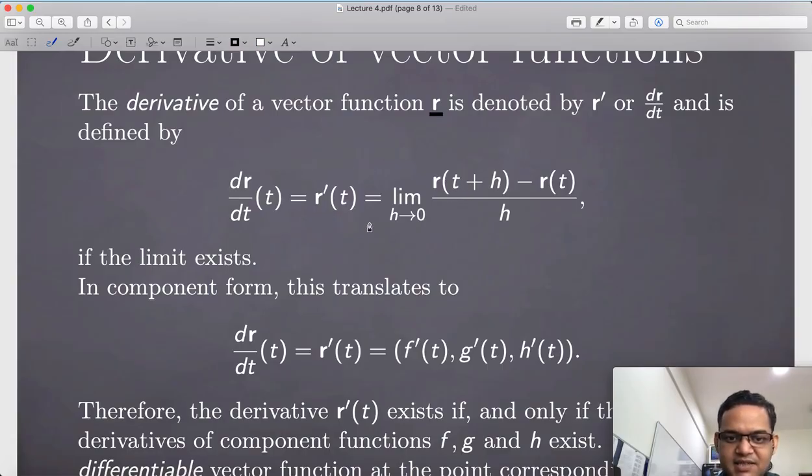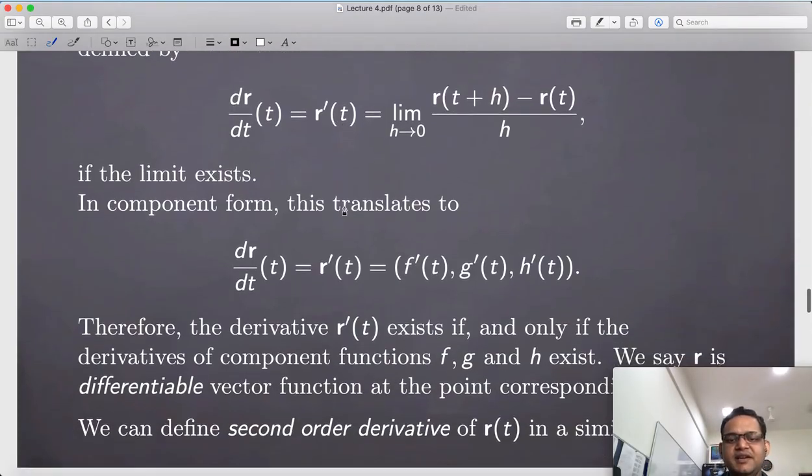Okay, and this is referred to as the derivative of r. As per our convenience, we will use either of these two notations. Now this limit, as we saw, we know the rule for addition and subtraction, and also the rule for scalar multiplication of a vector function. So this limit can be transferred to its components. When I transfer it to components, I get the derivatives of the corresponding components. So the derivative is precisely given in terms of the derivatives of its component functions.